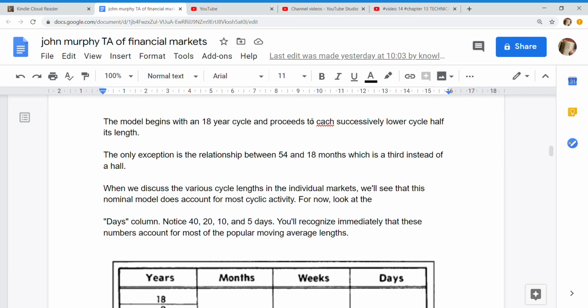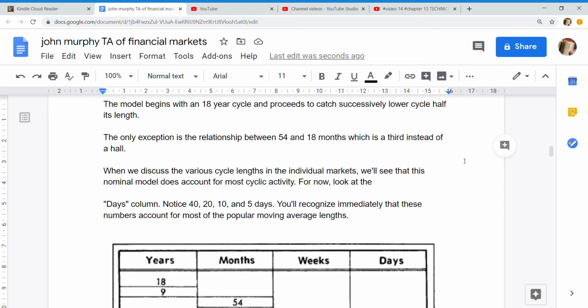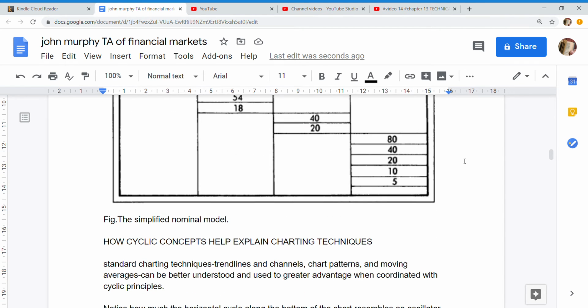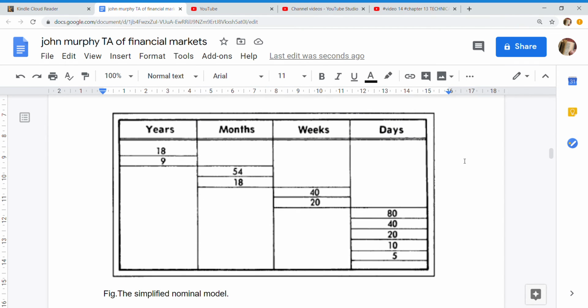The only exception is the relationship between 54 and 18 months, which is a third instead of a half. When we discuss the various cycle lengths in the individual markets, we'll see that this nominal model does account for most cyclic activity. For now, look at the days column. Notice 40, 20, 10, and 5 days. You'll recognize immediately that these numbers account for most of the popular moving average lengths.